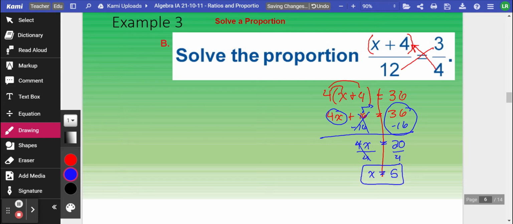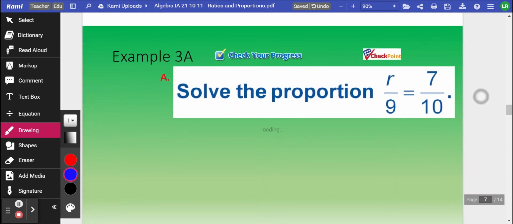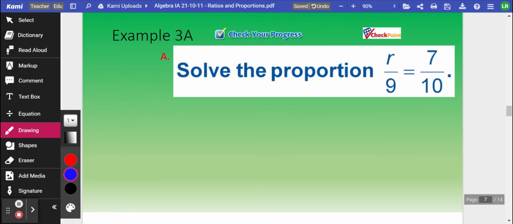Okay, I'm going to give you the chance here to try a couple, and then I will go over them. So let's go ahead, and I want you to give this one a try. It's just like our first example. Pause the video and try this problem.